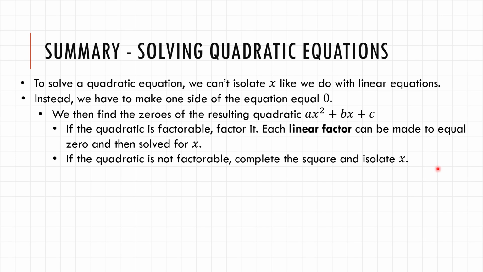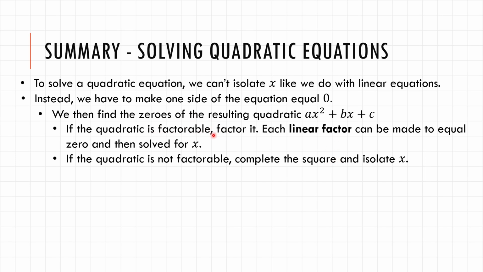Now that we know how to go between those, we can solve quadratic equations. Unlike linear equations, we can't just isolate x, right? We'll always end up with an x squared or an x term on one or the other side. Instead, we have to make one side of the equation equal 0, and then if it's factorable, just factor it. And then set those linear factors equal to 0 and solve to find out the values of x that make that true. But if it's not factorable, one thing you can do is complete the square to turn it into vertex form, and then you can actually start to isolate x like we would with a linear equation. Both of these might be quite involved, and in fact, not every quadratic is even factorable.